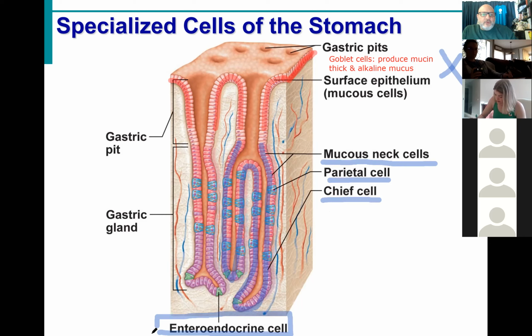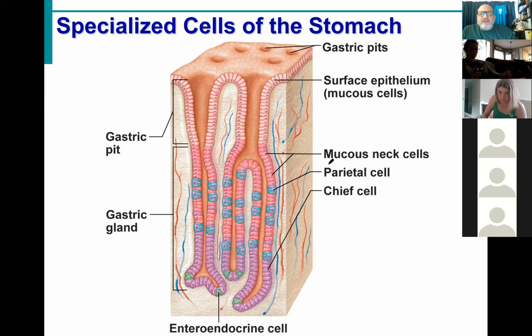I want you to notice one more thing about this illustration. Notice that while these 4 cells make up our gastric gland, the mucous neck cells are typically just located at the proximal portion near the entrance to the gland. Whereas the enteroendocrines are the deepest cells at the base of the gland.